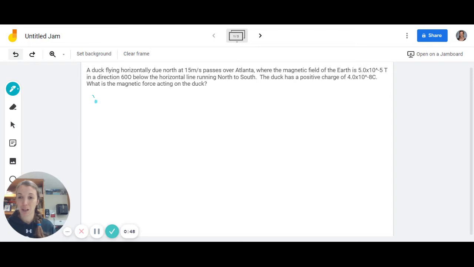So let's lay out what we know. We know the velocity of the duck is 15 meters per second. We know that the magnetic field is equal to 5 times 10 to the negative fifth Tesla. We know that the charge is equal to 4 times 10 to the negative eighth coulombs. Ooh, this isn't as sensitive as I was hoping. And we know theta is equal to 60 degrees.